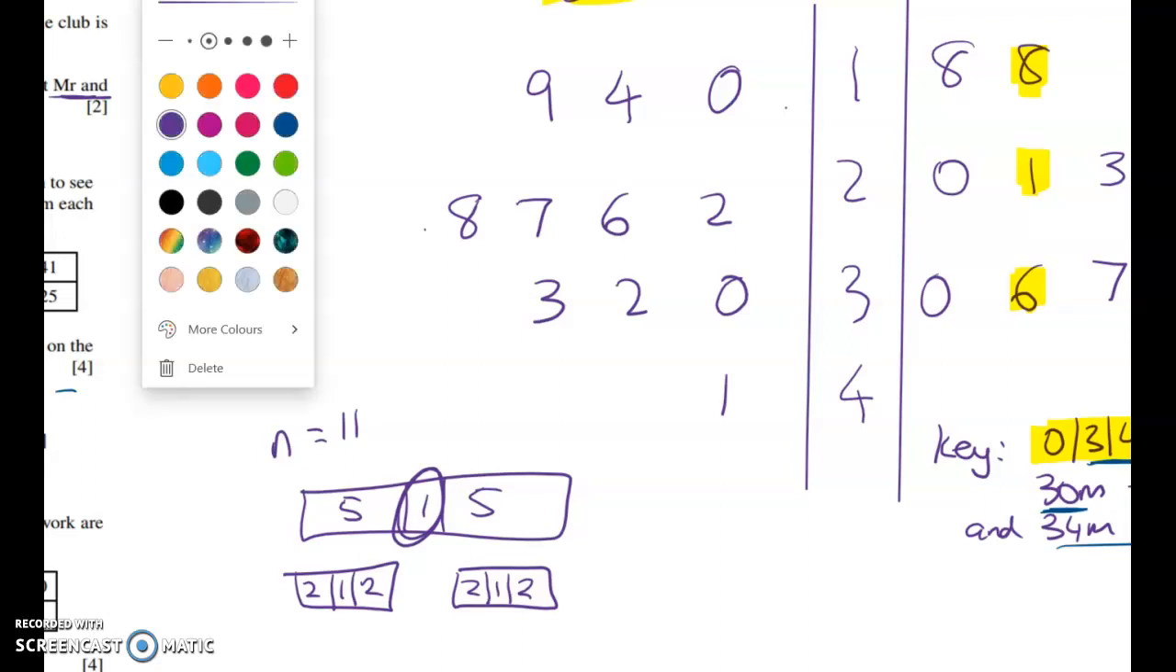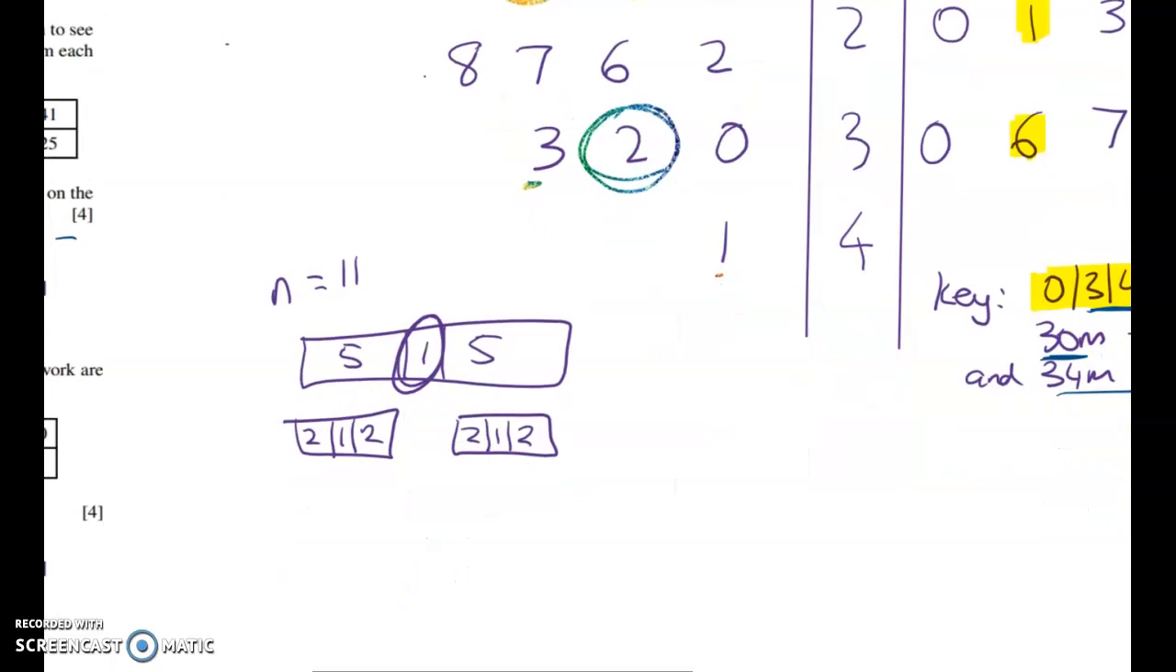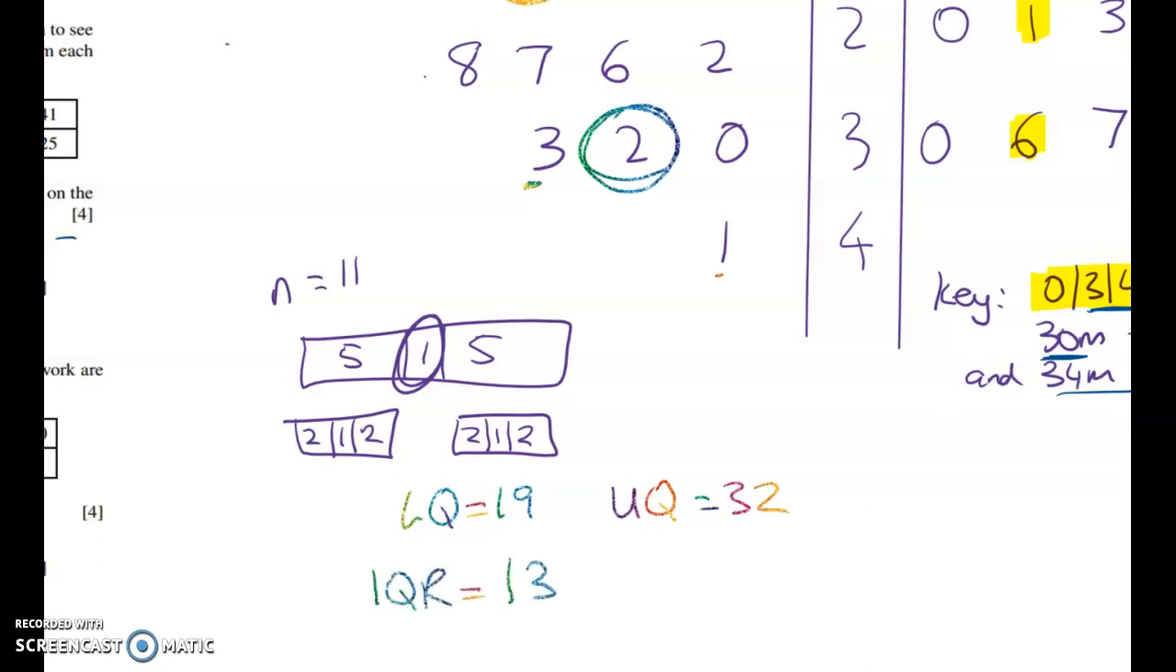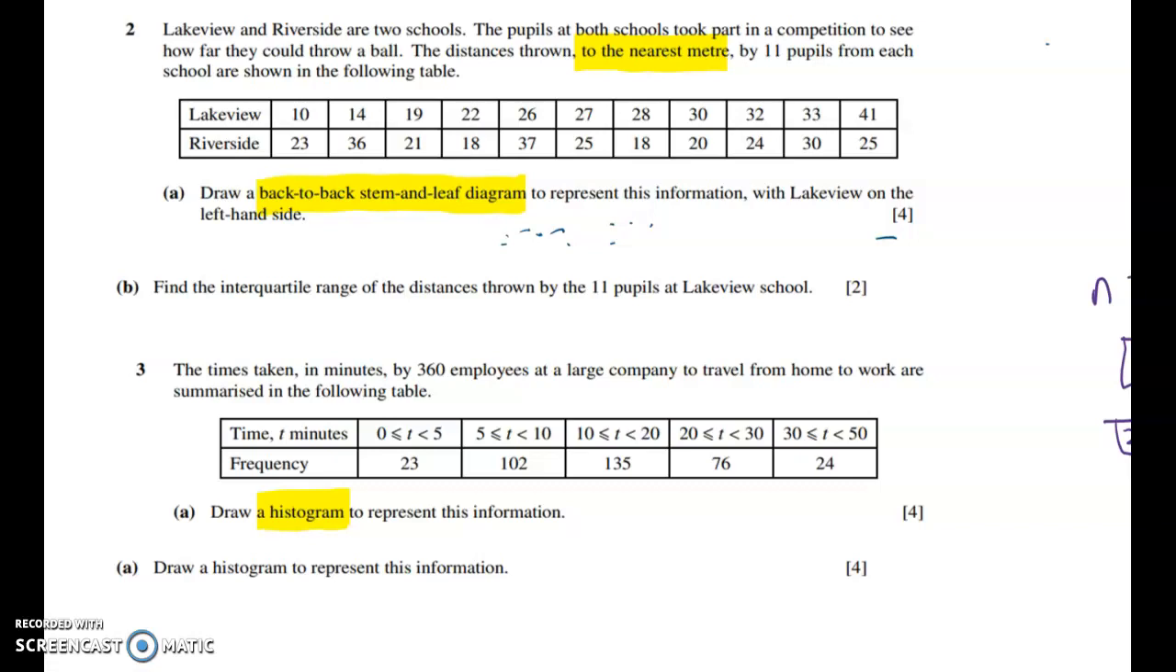So we've just got to do it for Lakeview. We don't have to do it for both. The third value for Lakeview is going to be this one here, 19, and the third from the top value here, be careful when you're doing this, is 41, and then we want to go backwards here, so it's going to be 32. So the lower quartile is 19, the upper quartile is 32, and the IQR is going to be the difference between those two numbers, which is 13 metres. Okay, that is just a pretty easy 2 marker.